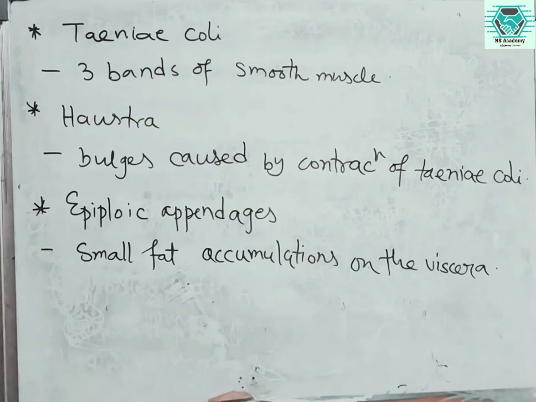The arterial supply to the colon comes from the branches of superior mesenteric artery and inferior mesenteric artery. It is very important.